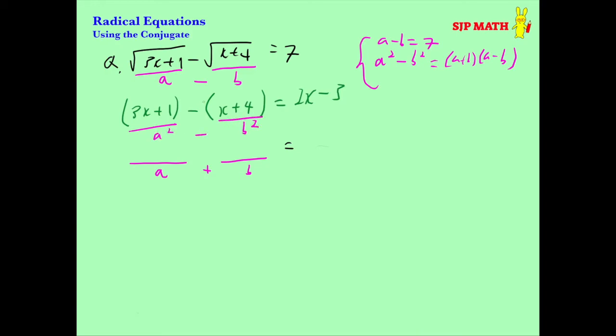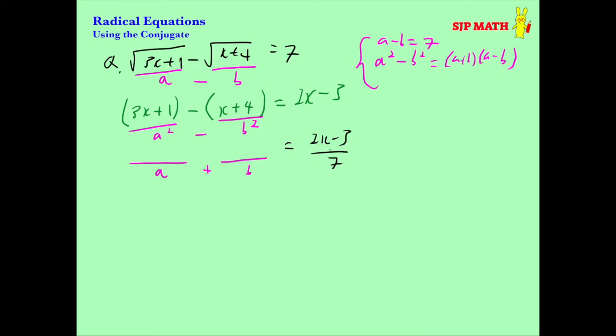This notation is really weird, but just bear with me. It's not a fraction, it's just an indication that that is the variable. So a plus b would be a squared minus b squared divided by a minus b. So it will just be 2x minus 3 over 7, just by dividing this by this.